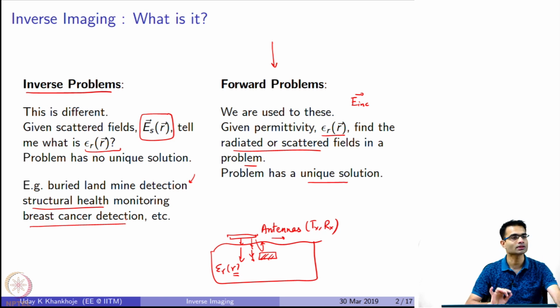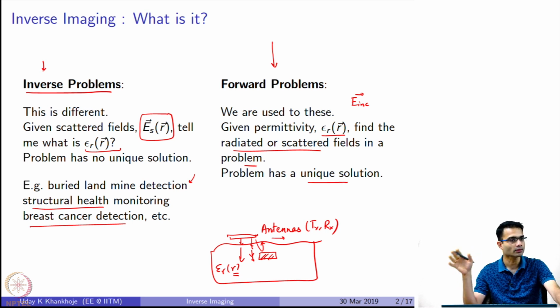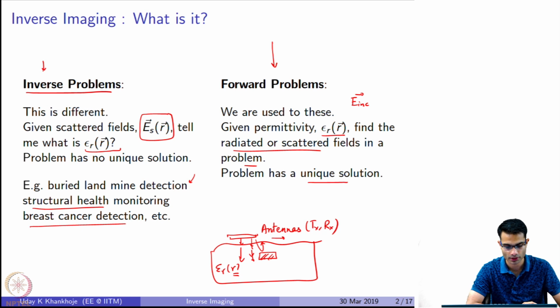Okay. So, is the setup clear? What is meant by inverse imaging? Inverse because it is an inverse problem, imaging because we want to get an image of permittivity, and the permittivity may be complex, that does not matter. I will get a real part and I will get an imaginary part. So, that is what inverse imaging is.